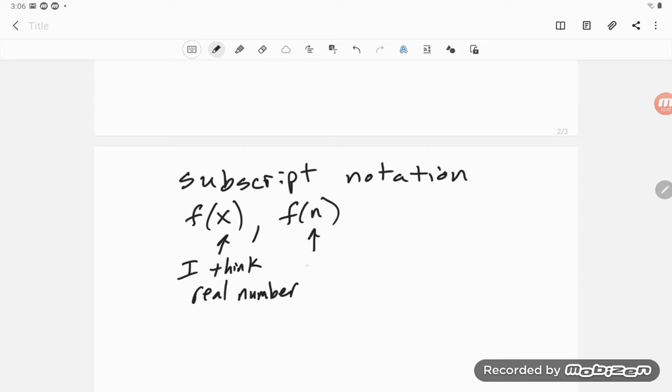And if I see an n, I tend to think integer. Now, there's no hard and fast rule that that's what it's supposed to be, but yeah, that's a contextual thing. We try to use n's and m's and i's and j's and k's when we're talking about integers. And we tend to use x's and y's and w's and v's and so forth when we talk about real numbers. And so that just helps me clue in as to what's going on.